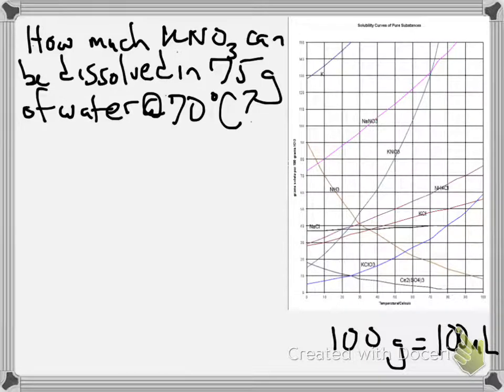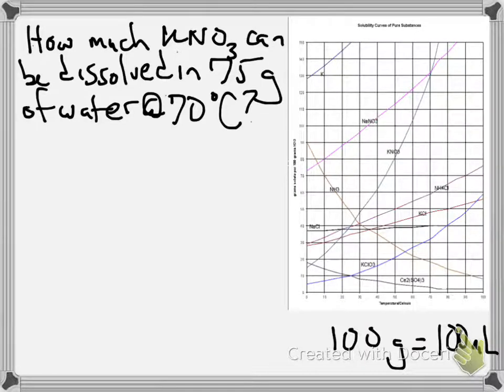So I put a question up here on the screen that asks you how much potassium nitrate, that's KNO3, can be dissolved in 75 grams of water at 70 degrees Celsius. Now, the problem with this is that normally this graph tells us the amount we can dissolve in 100 grams or 100 milliliters of water. And so if we want to know how much can be dissolved in a different amount of water, we may need to do a little bit of quick, easy math.